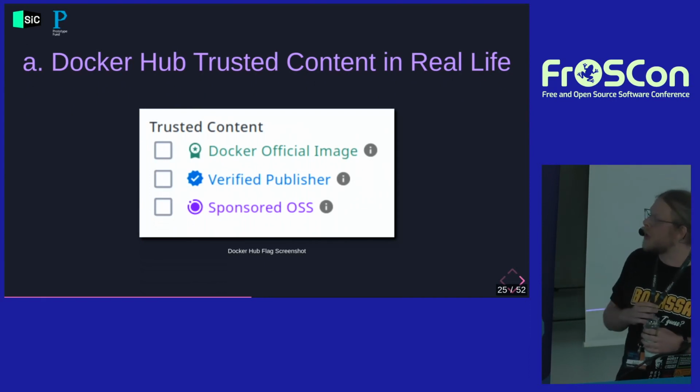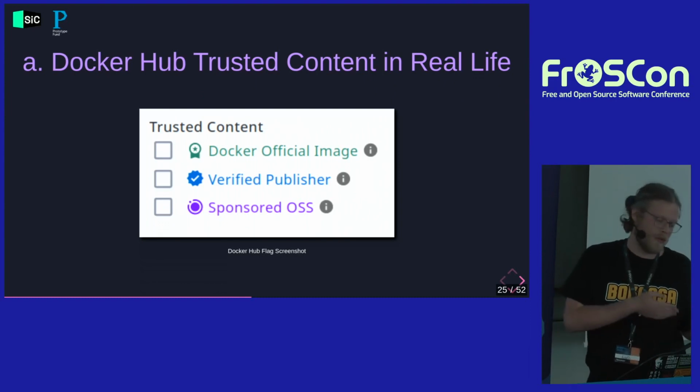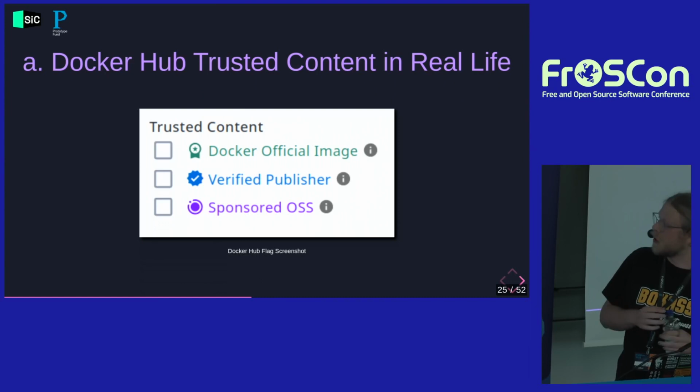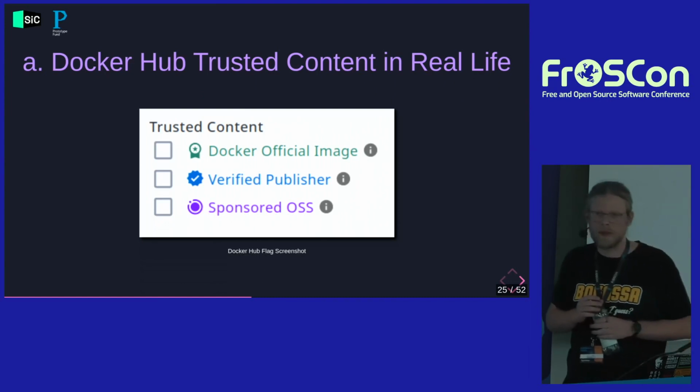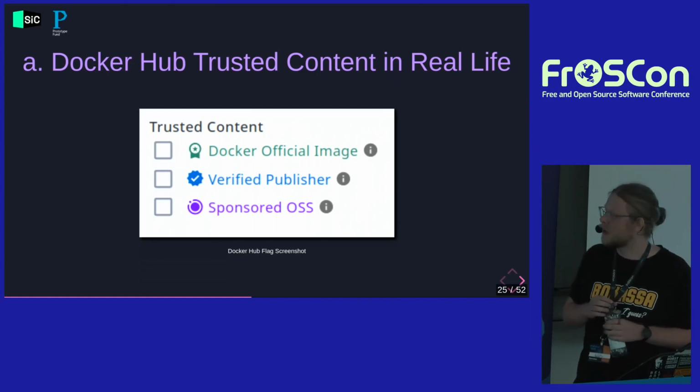Then there's verified publishers, where Docker tells you that they have verified that the image is actually the image that came from the developer, and they ensure that those people are proper. And the last one is sponsored OSS, which tells you that the project or the image you have there is a project that is actually supported by Docker.